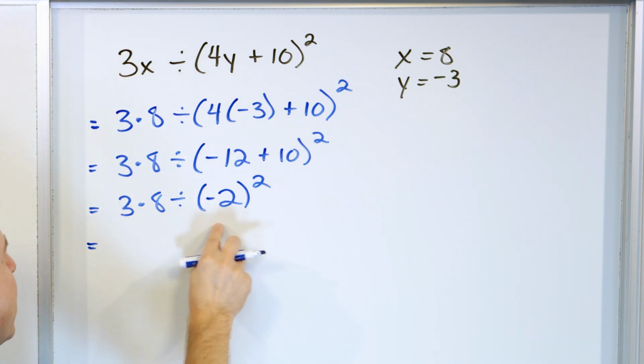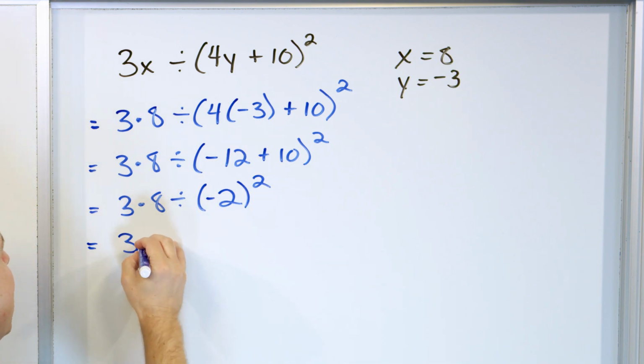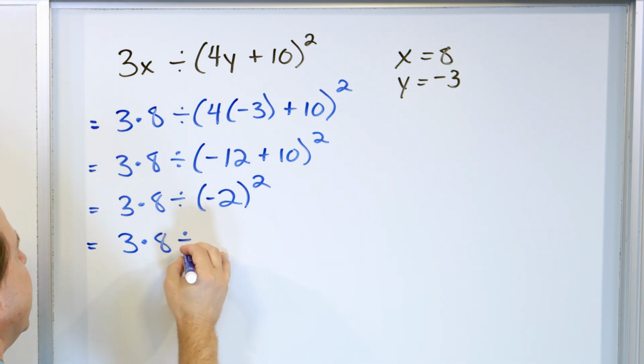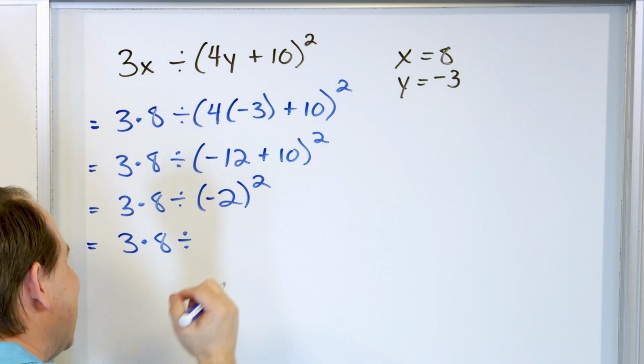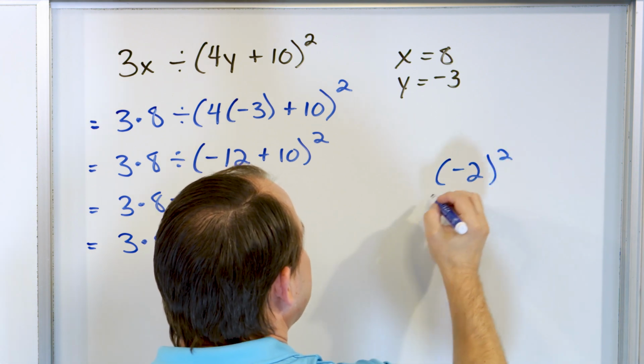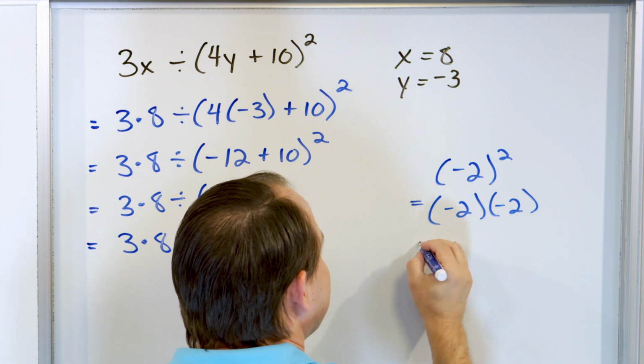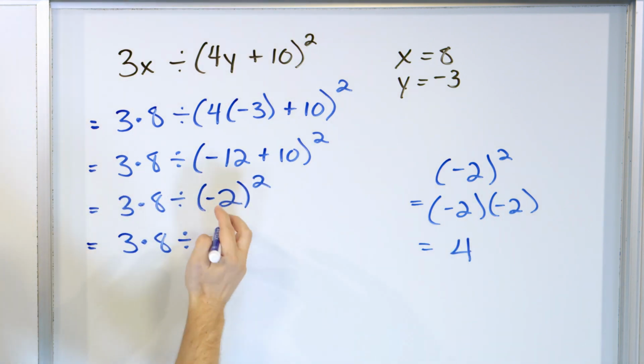Next step, I scan around. I've done all the parentheses. Now I have to do the exponent, which is the squaring operation. And what is negative 2 times negative 2? Remember, when you have something like negative 2 squared, what it really is is negative 2 times negative 2. And negative times negative is positive 4. So this really just calculates to be a positive 4.